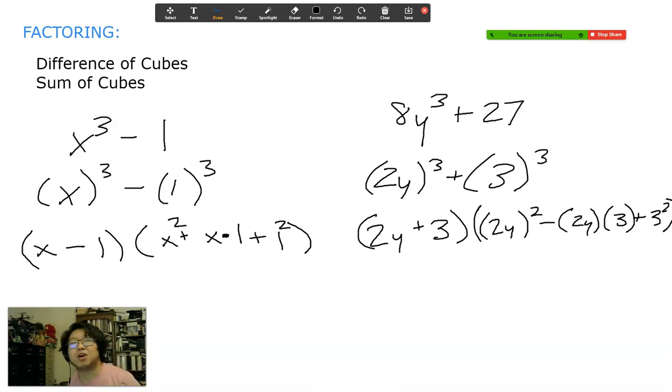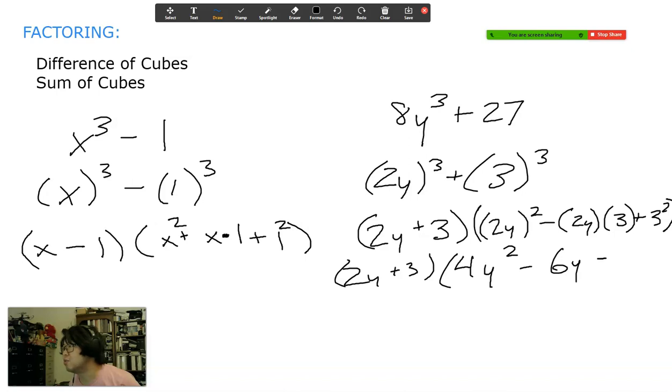Okay. So let's go ahead and simplify a little bit. 2y plus 3 in the first pair. Then 2y squared. Remember, you've got to apply the 2 to both of them. So that's 4y squared. Then 2y and 3, they multiply very nicely to 6y. And 3 squared is just 9. Okay. And that's it. That's the factorization.